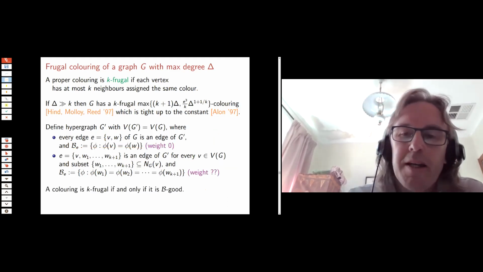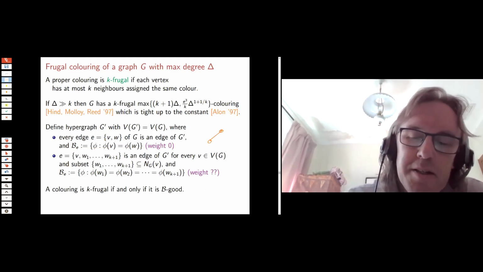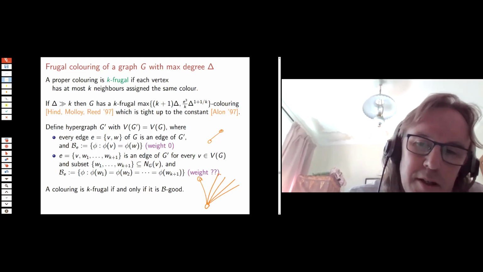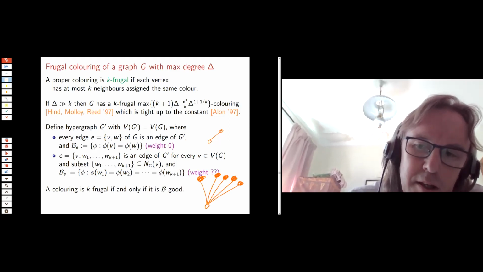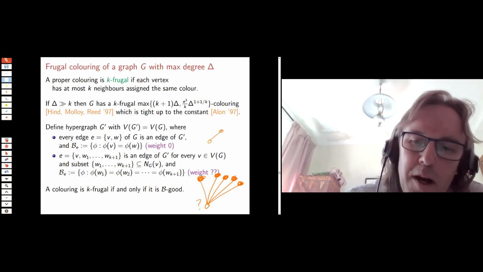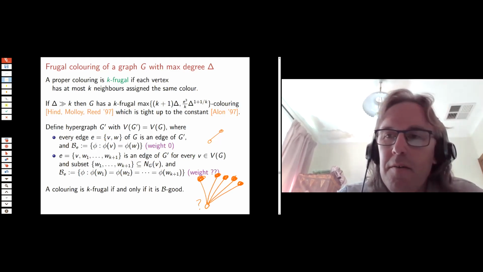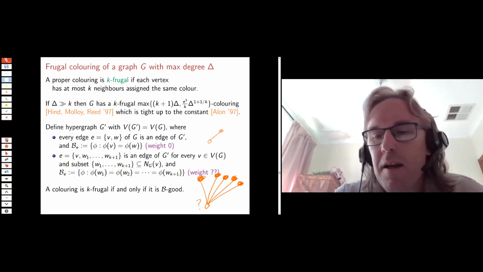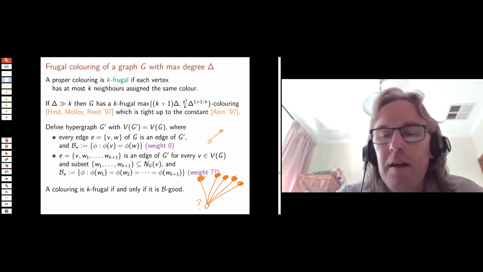But what is the weight? Well, obviously these guys have weight 0, but this one, what's the weight here? Well, if these were all the same color, you have no way to predict the color of V. Even if you know that all of those neighbors are the same color, you still can't predict the color of V. So you have no idea.